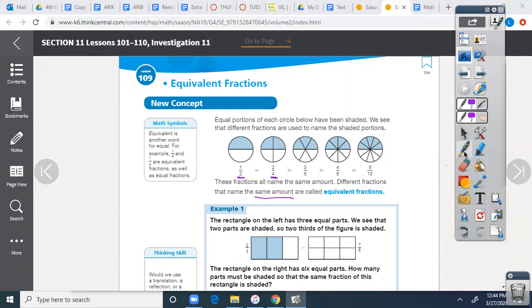So if you have notes or something that you want to write that down, you are going to need to know what equivalent fractions are. Okay, all right, we'll scroll down a little bit and go down to example number 1.